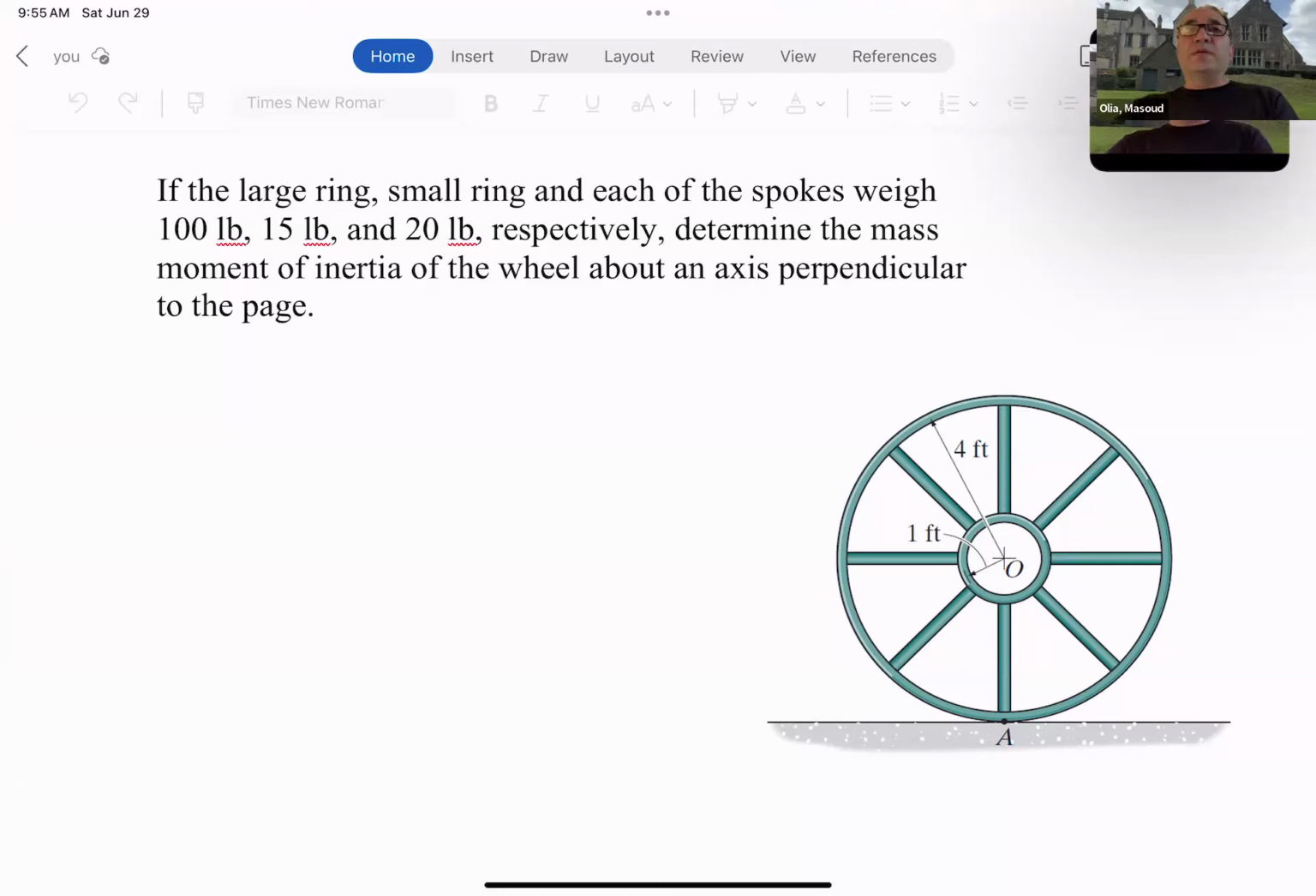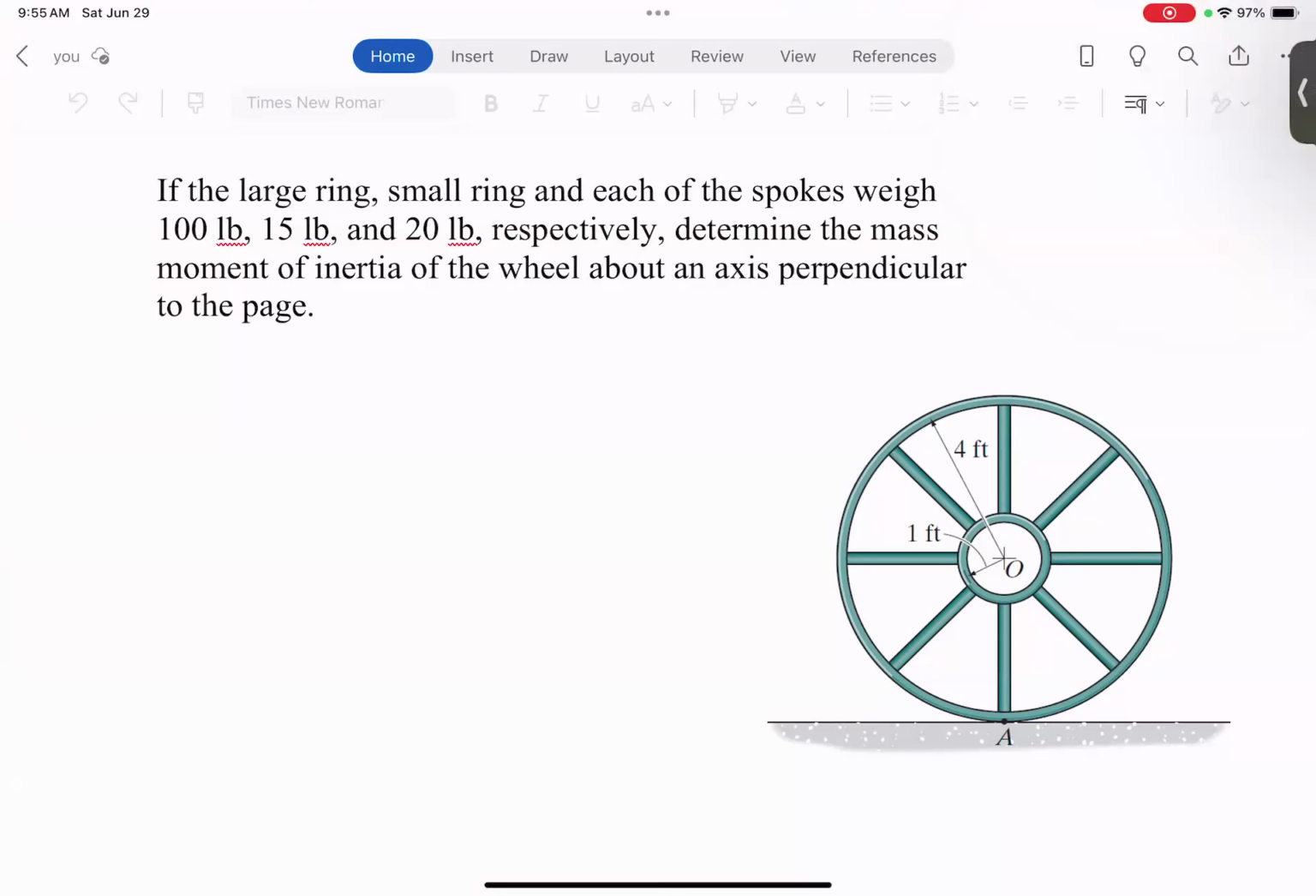Today I'll go over a problem related to mass moment of inertia and how you can calculate the mass moment of inertia of a composite body. In this case, we have spokes, like bicycle spokes. Okay, so let's get started. I'm going to remove my camera here, and let's work on this.